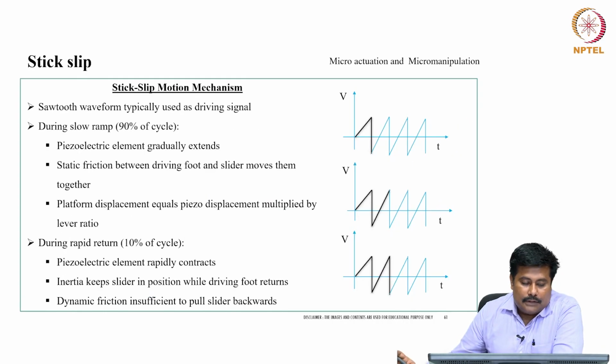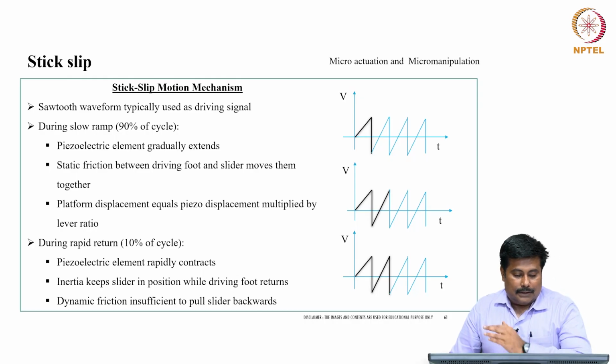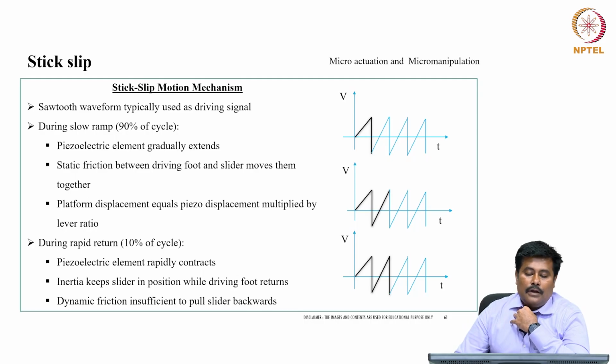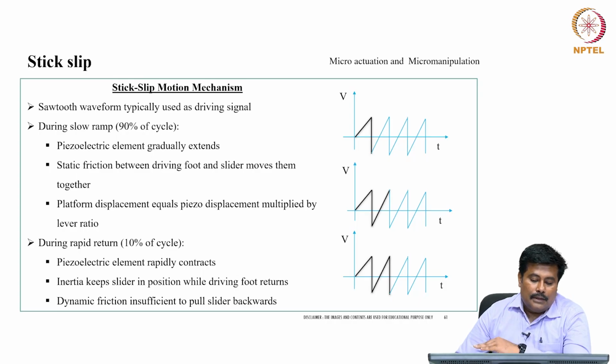When we closely observe the sawtooth waveform, which is typically used as the driving signal, during the slow ramp of 90% of the cycle, the piezoelectric element gradually extends. Static friction between the driving foot and the slider moves them together, and the platform displaces equal to the piezo displacement multiplied by the lever ratio.